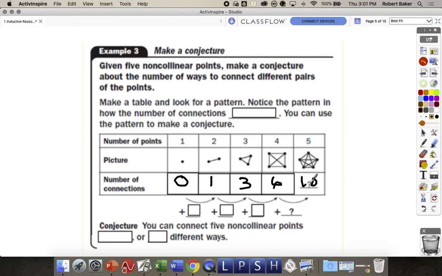And how many of you got there this way? Plus one, plus two, plus three, plus four. So I could ask you, Blake, how many ways can you connect six non-collinear points? It would be 15 different connections for six non-collinear points. Cool, right? So the conjecture: you can connect five non-collinear points ten different ways. That's the conjecture, your statement based on observation.